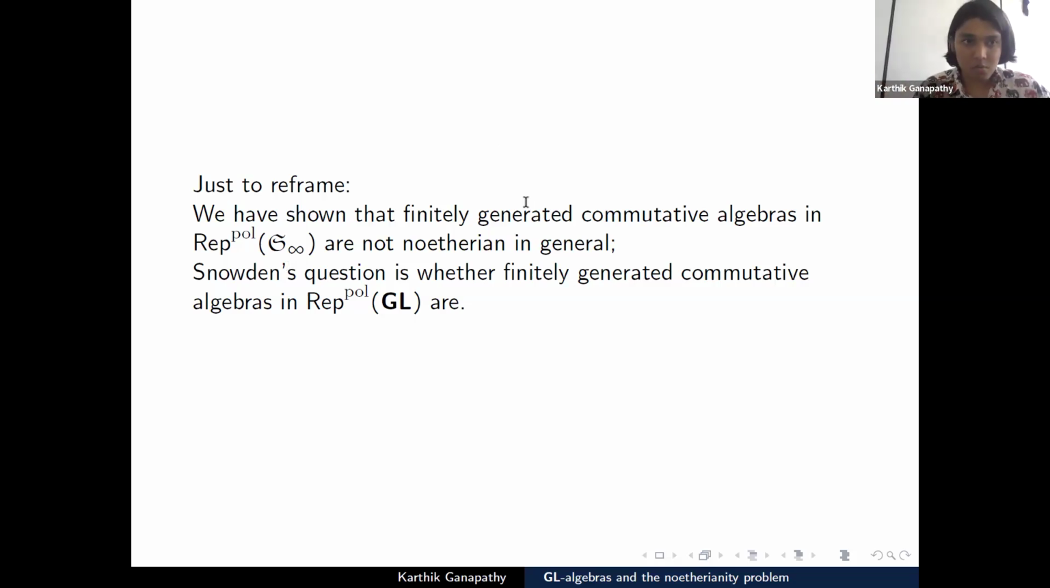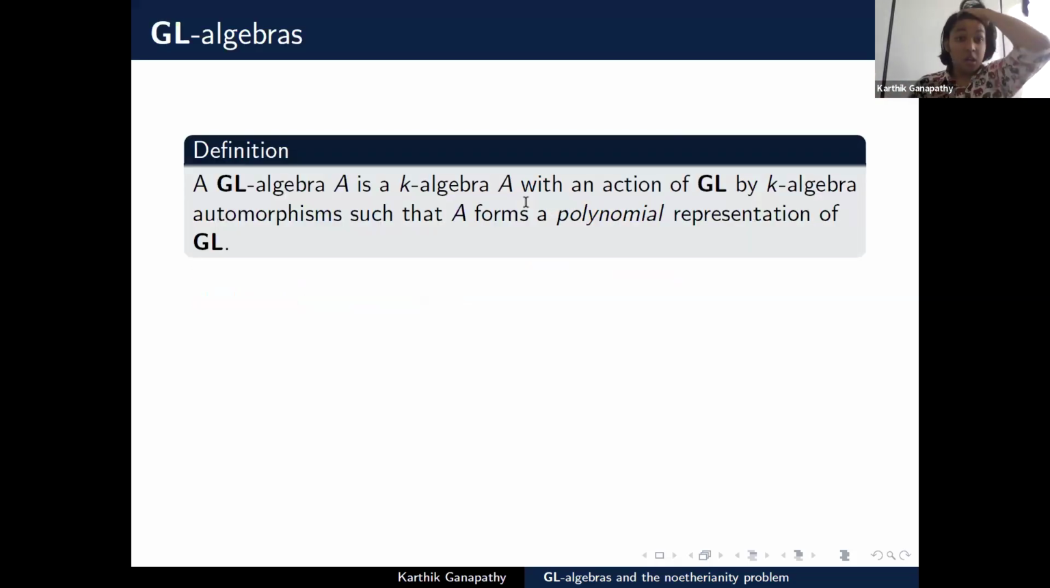Okay, I'm gonna move on. So now I'll introduce what GL algebras are. A GL algebra A is a K algebra A with an action of the infinite general linear group such that A forms a polynomial representation of GL.